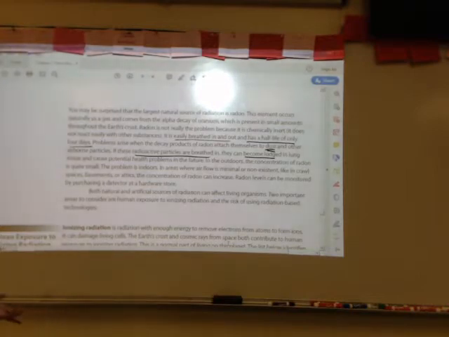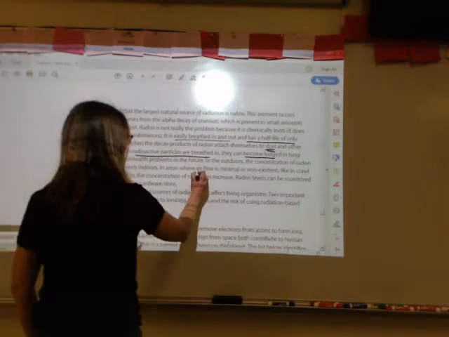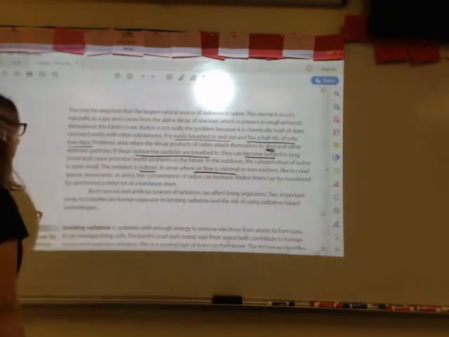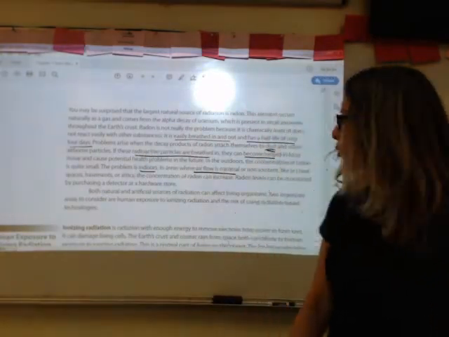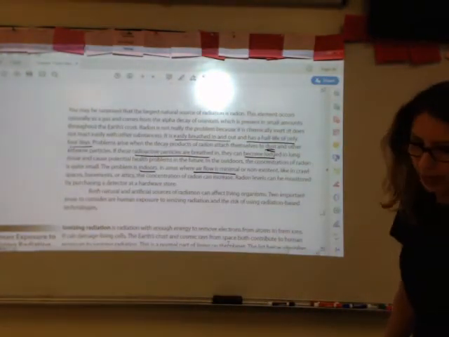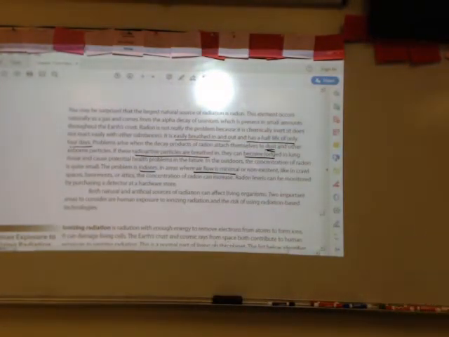If you're outdoors, the concentration of radon is pretty small, but if you're indoors where airflow is minimal, then you run the risk of having larger concentrations of radon. So you can monitor radon levels in your home by purchasing a detector at a hardware store.